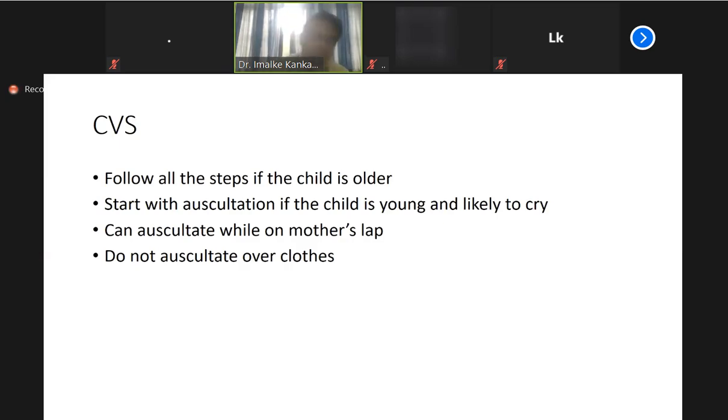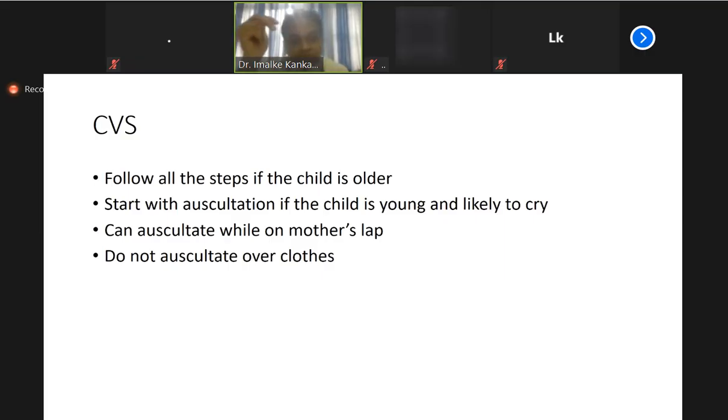So I have put all my thoughts in these slides. I have not gone through any textbooks of any McLeod or Hutchison's. I have put all my thoughts in a way I teach you all in a ward class. I would have told this kind of things to the last group, but maybe not for the others. So in cardiovascular system, you can follow all the steps if the child is older. So don't ask me after which age. I can't tell you, right? Because most of the time you will get bigger children for cardiovascular system examination, right?